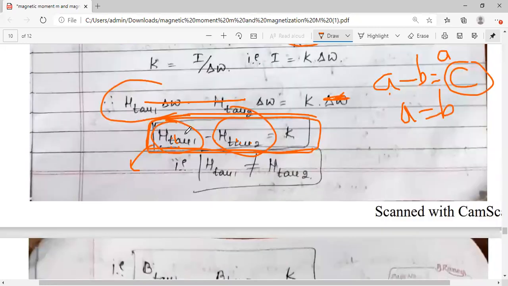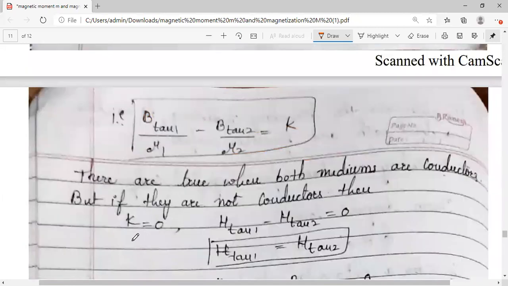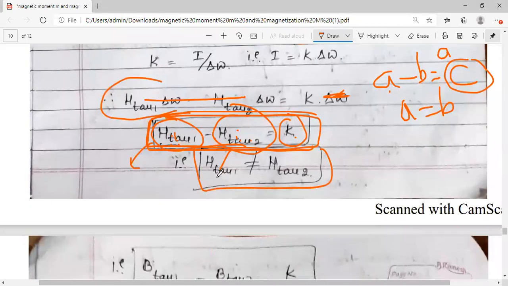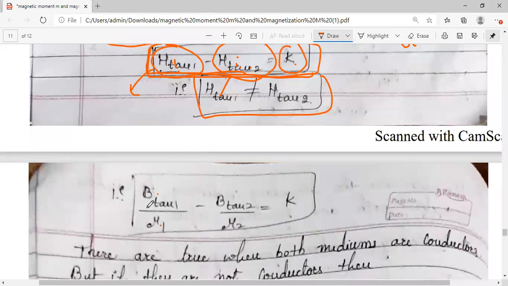See here. H tan 1 minus H tan 2 is equal to K. It means they are not equal. What is the condition for these to be equal? K should be equal to 0. Then these two can be equal. What is the meaning of K equals 0? There is no surface current density. So H tan 1 minus H tan 2 will be 0 only when K is 0. Substituting H as B by mu. If I do that, because I want it for both B and H, that's why I have substituted, instead of H, B tan 1.